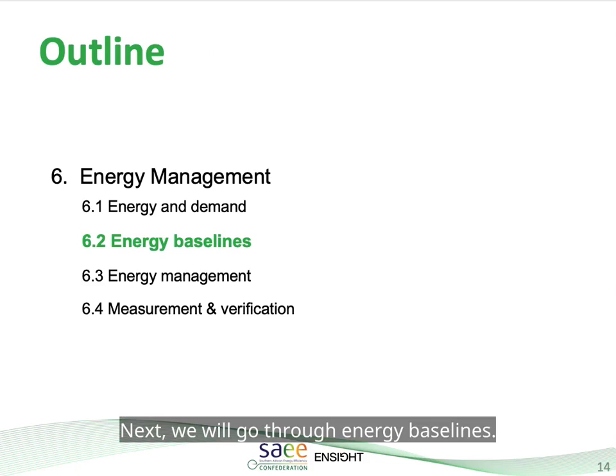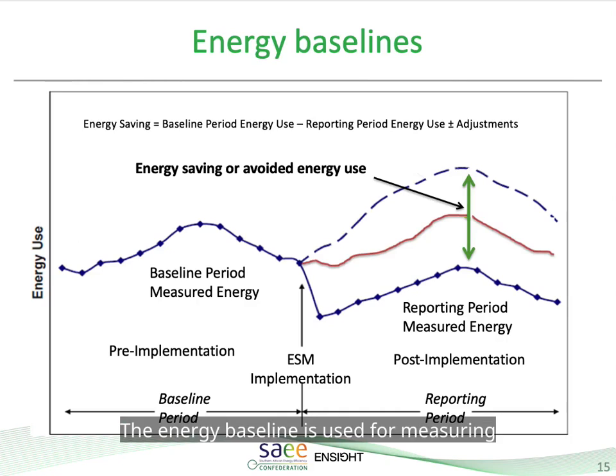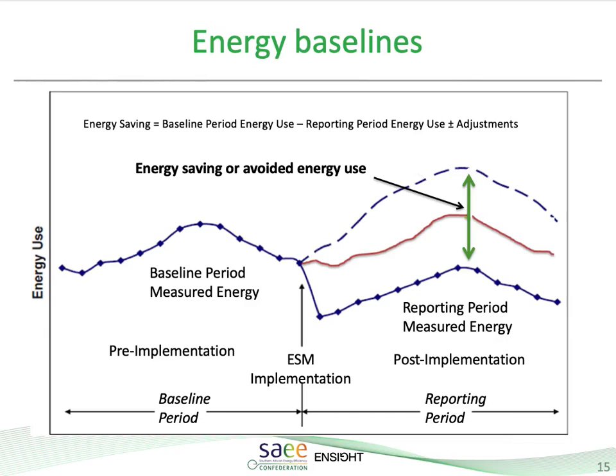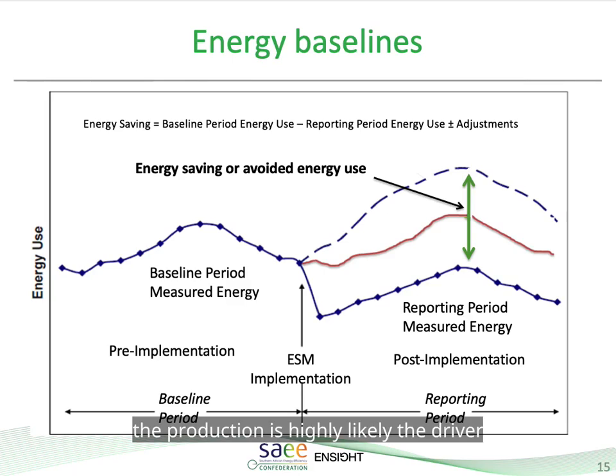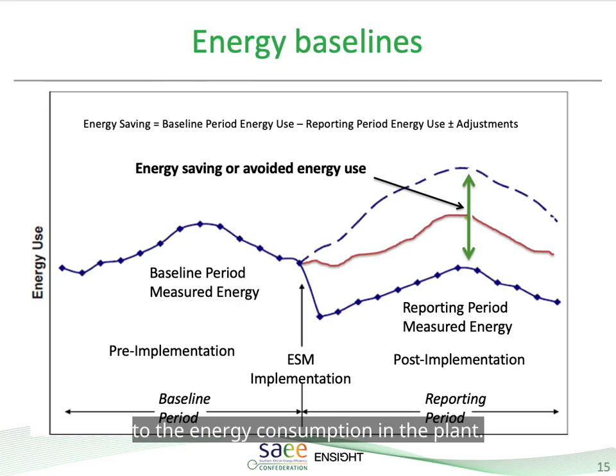Next, we will go through energy baselines. The energy baseline is used for measuring the impact made on the energy consumption. It usually has a driver. In this case, or in Formosa Textiles' case, the production is highly likely the driver to the energy consumption in the plant.